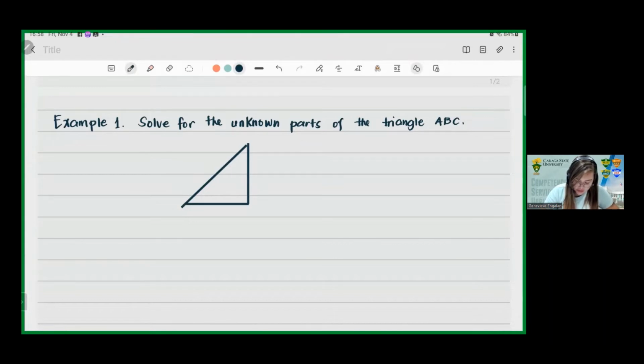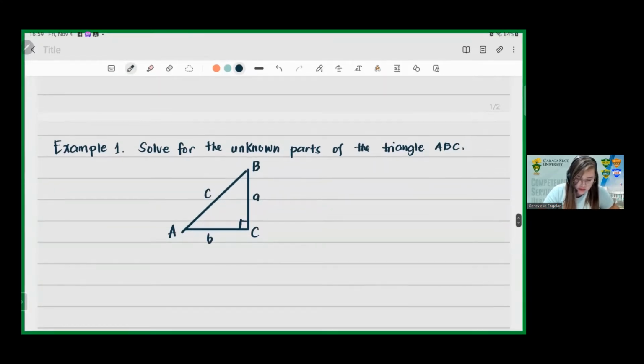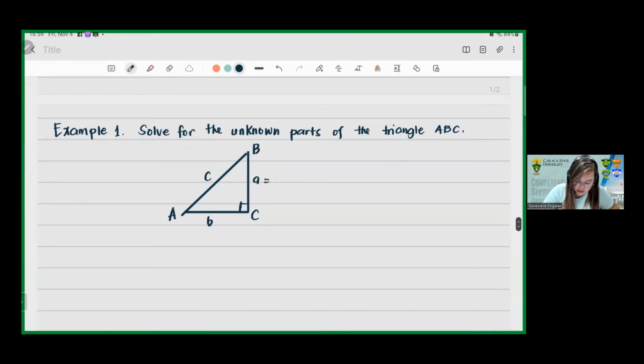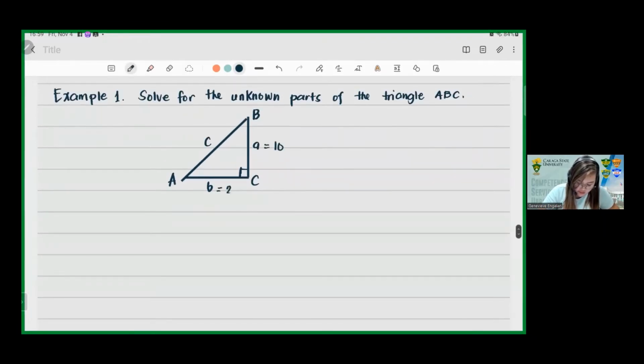Okay, suppose this is our triangle ABC. So this is triangle ABC. Okay, and this is A. This is B. Then this is C. So CA measures 10 units. CB is 25. We will find the remaining parts.